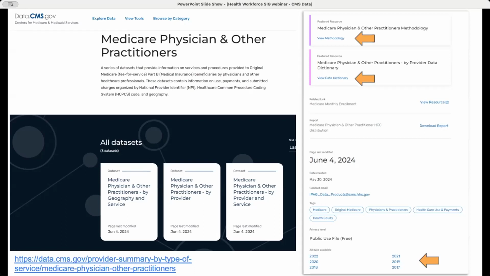And similar to ResDAC, one of your first things that you want to look at is the data dictionary, just to orient yourself to what kinds of variables are available. You can also look at the methodology. Every data file will have those links. And then down at the bottom here, this is a screenshot showing how you access the actual data files. So you'll see the years of data that are available, and then you click on those links and you can just download the raw CSV files. Next slide.